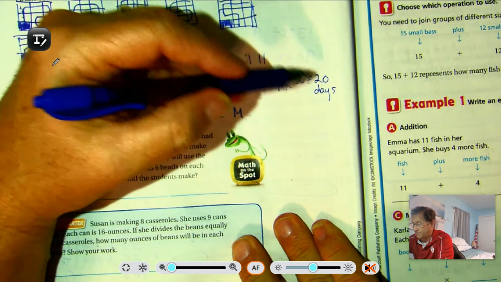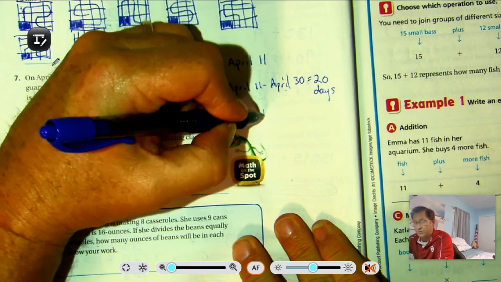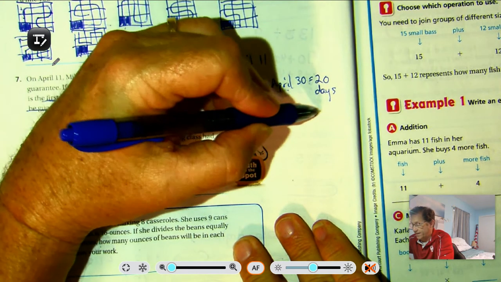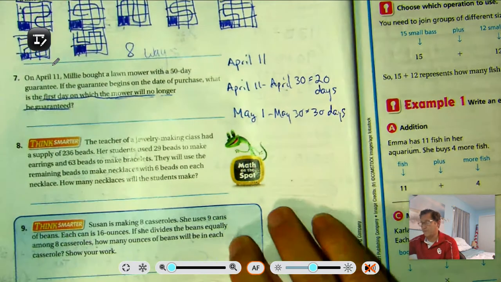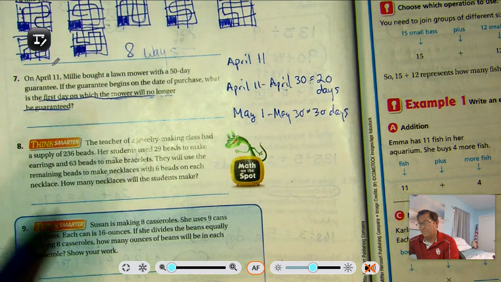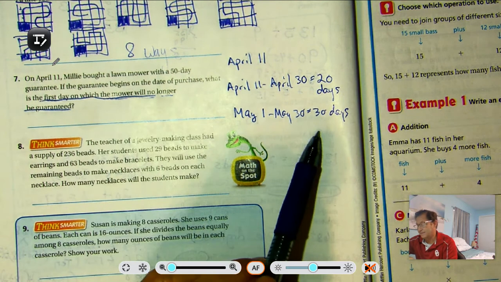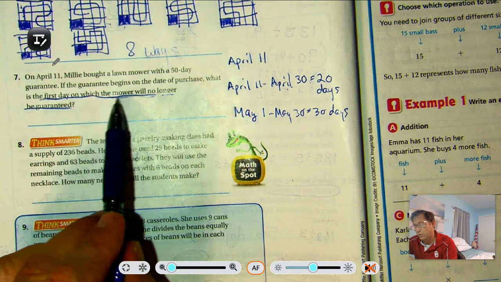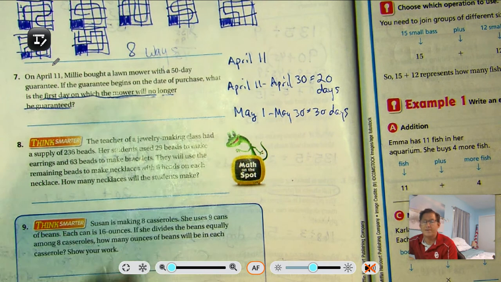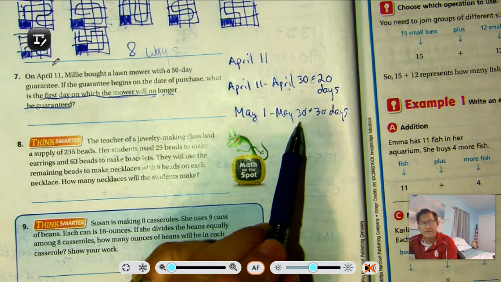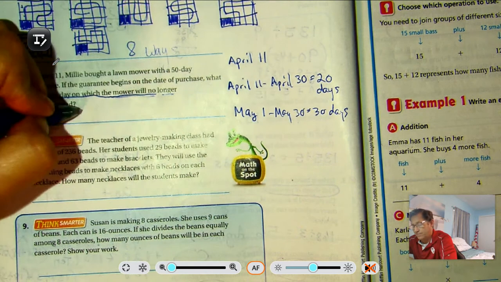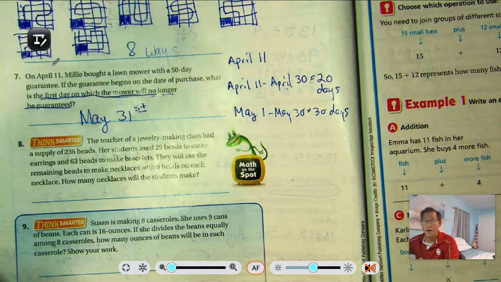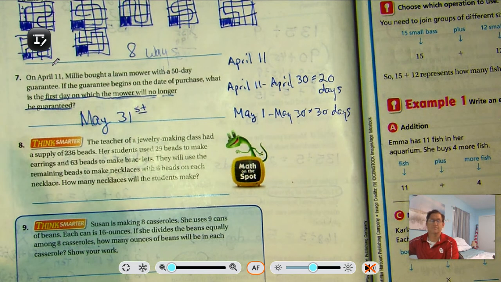April ends on the 30th, so May 1st starts a new month. May 1st to May 30th would be 30 days. So that would be our 50 days. But it doesn't say the last day of the guarantee. It says the first day on which the mower will no longer be guaranteed. So it's good up to May 30th. But on May 31st, day 51, it's no longer good. So May 31st.